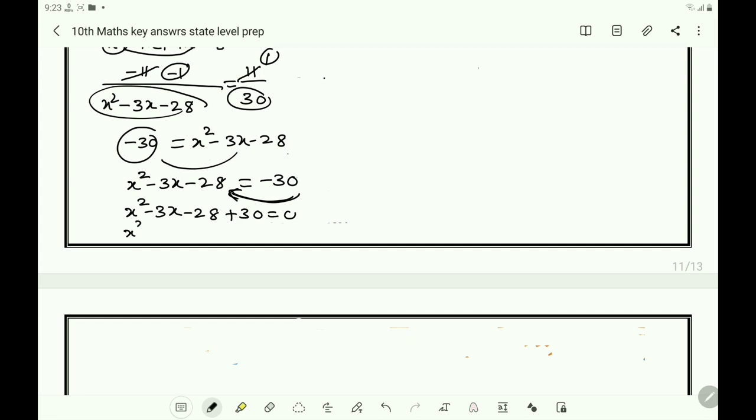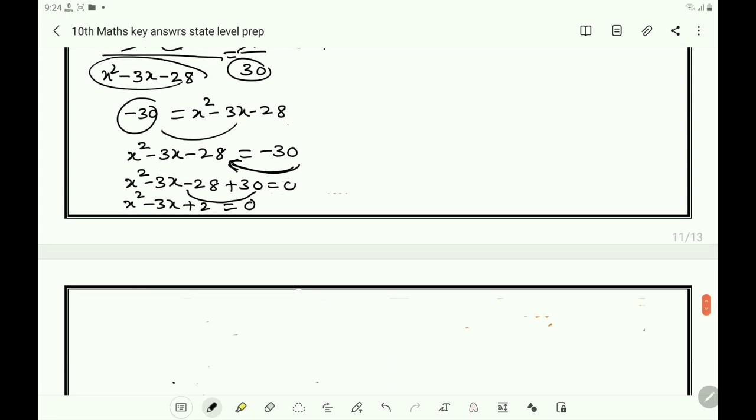Then it becomes x square minus 3x minus 28 plus 30 is plus 2 equals 0. So you got the quadratic equation x square minus 3x plus 2 equals 0. And here the product is 2x square and the sum is minus 3x. So in which table is 2 there? 2x and 1x. Here minus 3x is there, product is positive and the sum is negative, so both the factors are having negative sign, the same sign, that is the sign of the middle one, the sum.